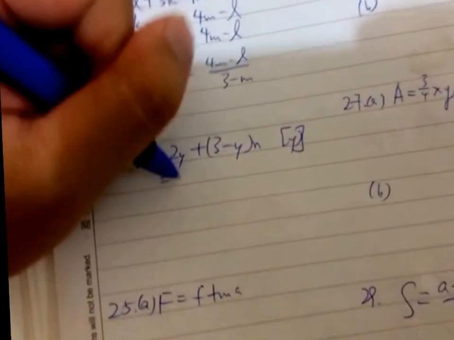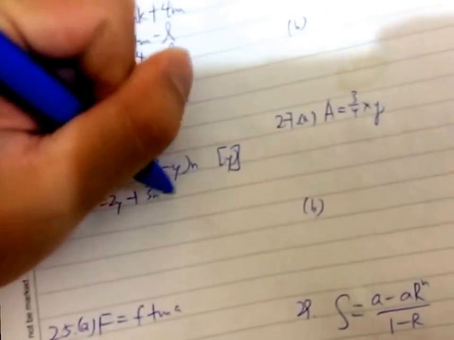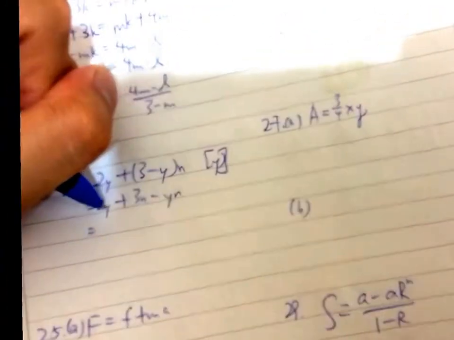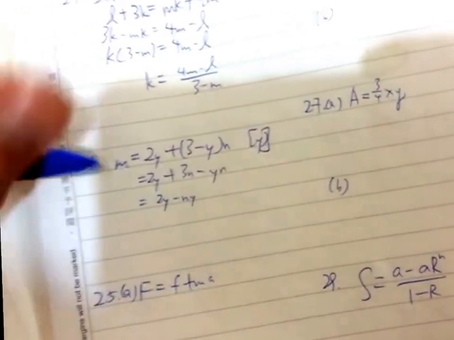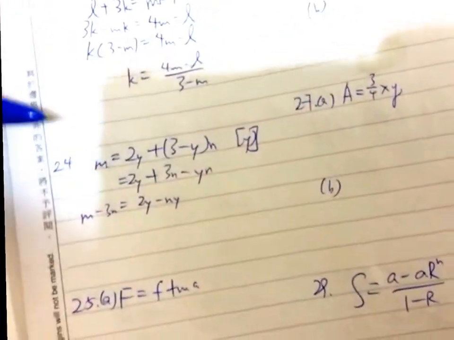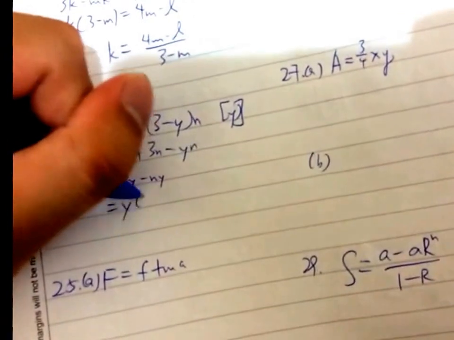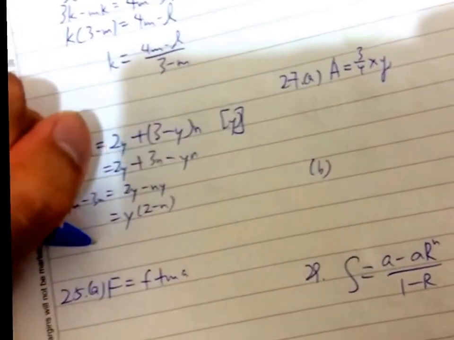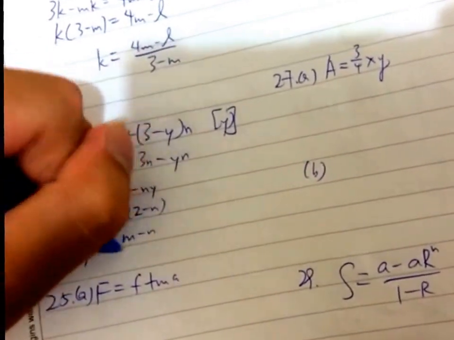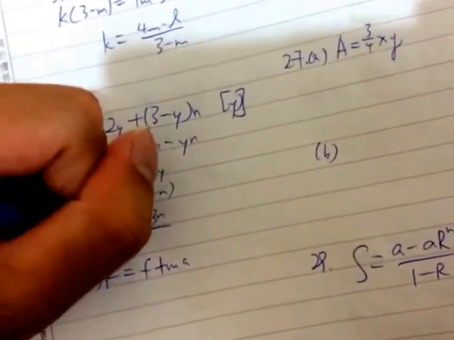Bracket, expand 3m minus yn. So these two terms have y as a factor; this term and this term don't have y, so put them together, and then I factor out the y, and then I can divide this one by this one. Okay, y equals m minus n over 2 minus n.